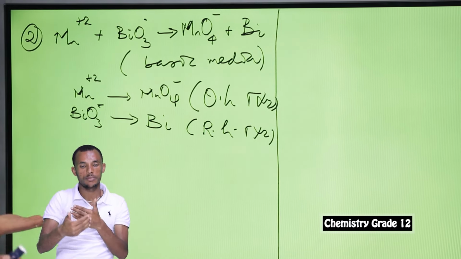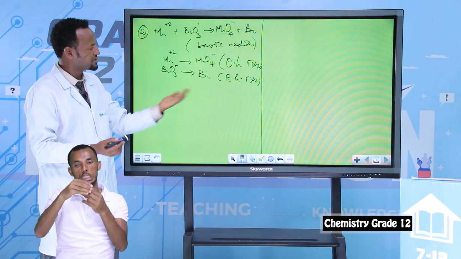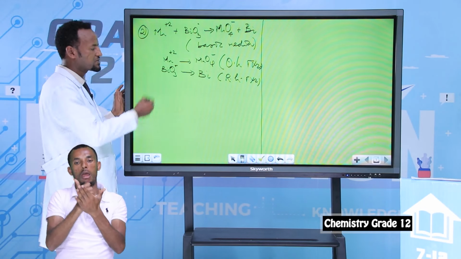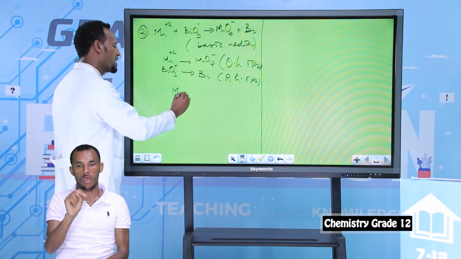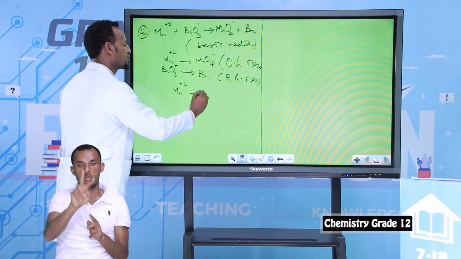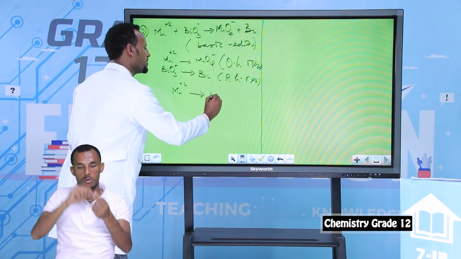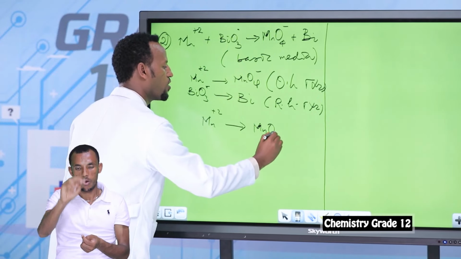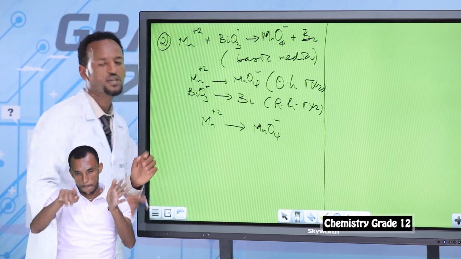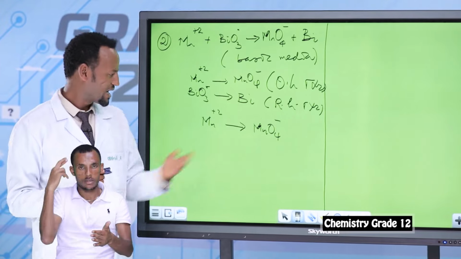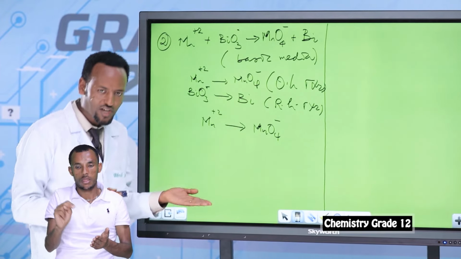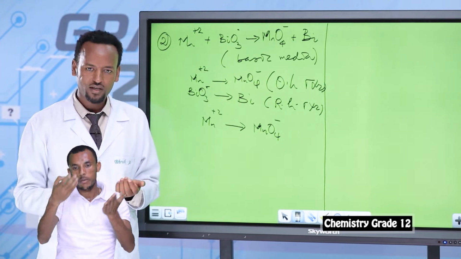Then, first the oxidation half reaction is balanced, then the reduction half reaction is balanced, or vice versa. Look, Mn plus 2 converted into MnO4 minus. Students, what is the first step in this case? Balance manganese, balance the charge, balance the hydrogen, or balance the oxygen?